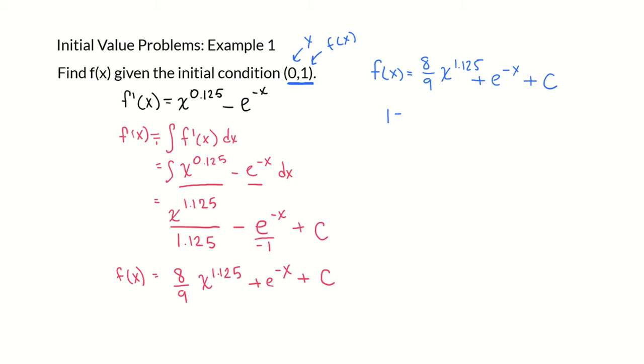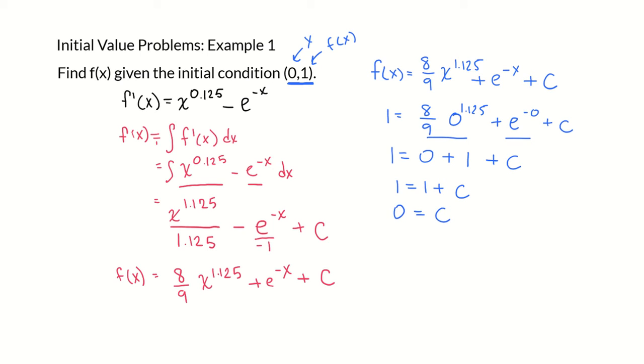That will give us 1 equals 8 over 9 times 0 to the 1.125, plus e to the negative 0, plus c. And we get 1 equals 0 plus 1, because e to the negative 0 is e to the 0, which is 1, plus c. So 1 equals 1 plus c, and 0 equals c.